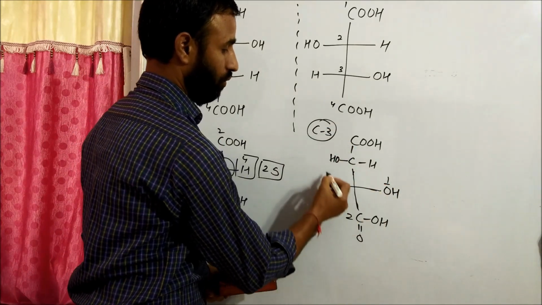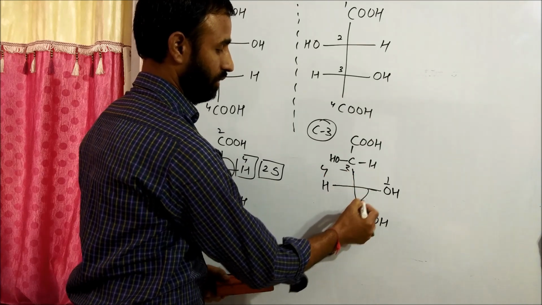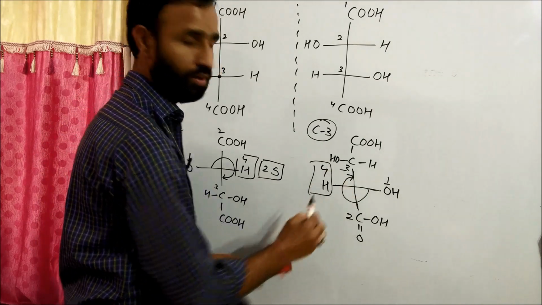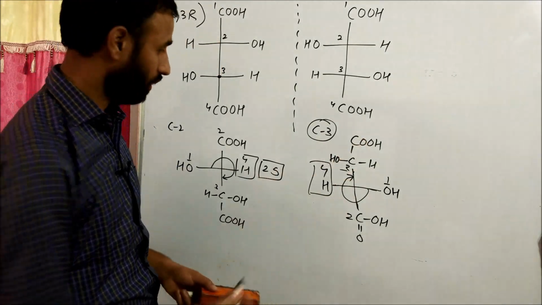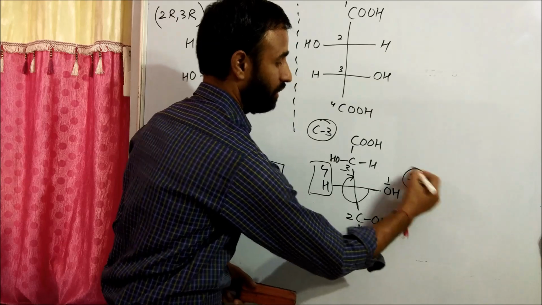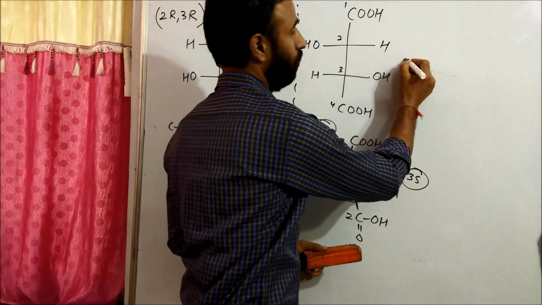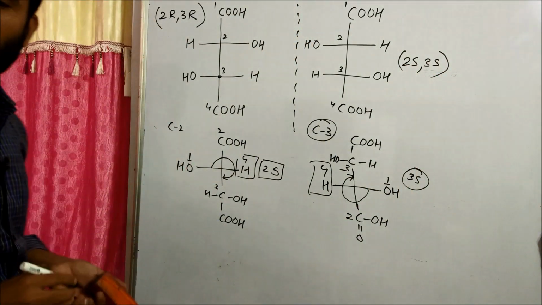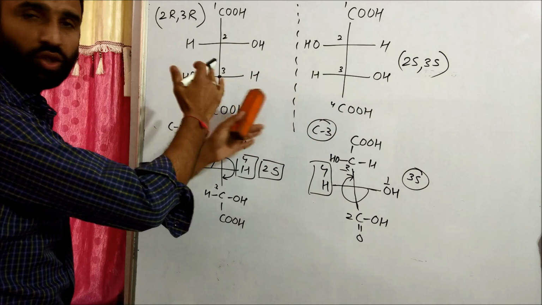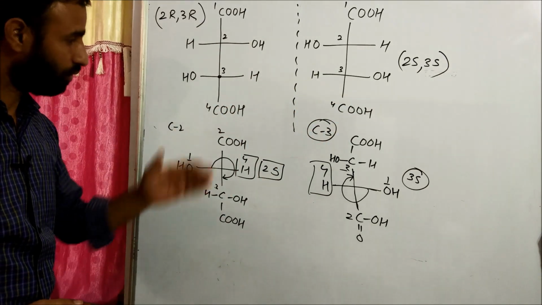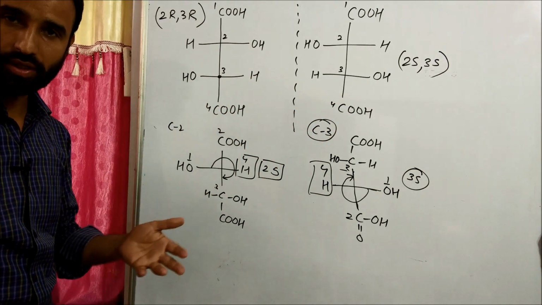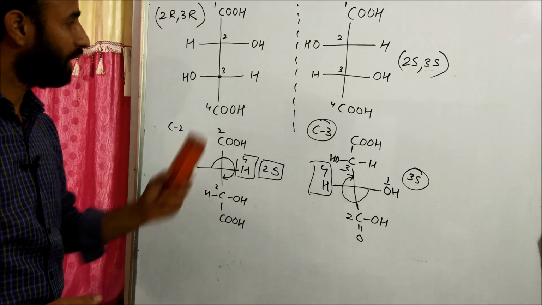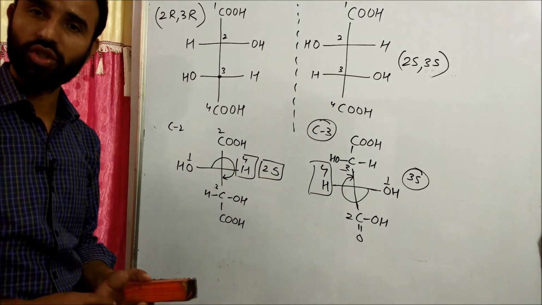1, 2, 3 and 4. Again clockwise, horizontal, S. So 3S. So in this case, it is 2S, 3S. This one is 2R, 3R. So both are enantiomers. This is also the way to predict whether two compounds are enantiomers of each other or not, and they are non-superimposable mirror images.